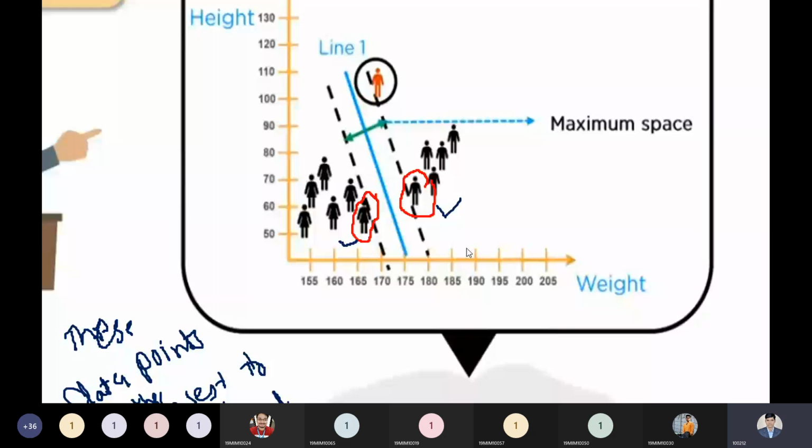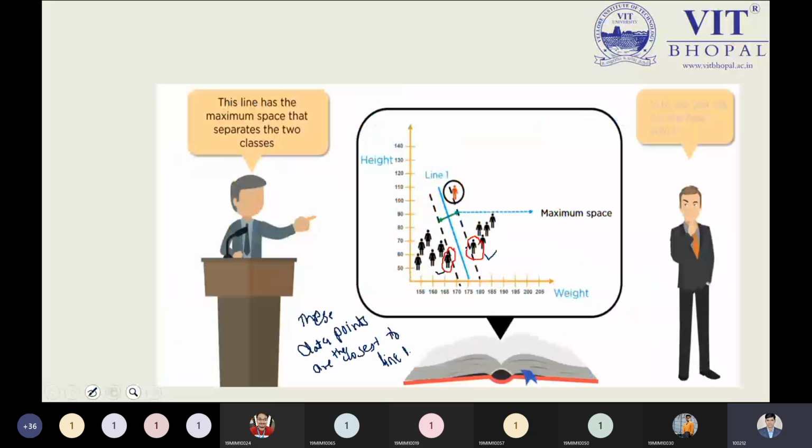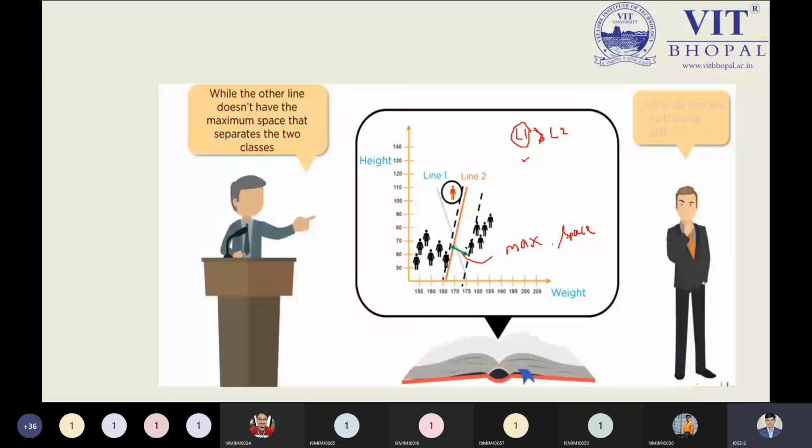Now after drawing the line, we need to calculate the maximum space. So we are getting the maximum space. Now this is visible to all. Just tell me, is it visible? Yes, sir. Okay, good. So now I'm jumping to the next slide to explain my next idea in more detail. Okay, this is done.